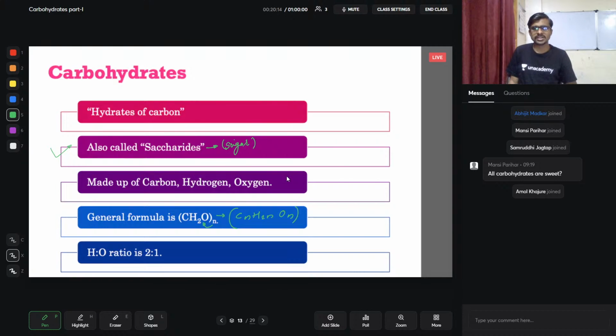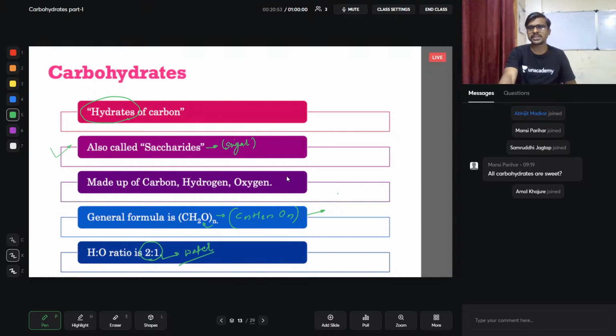So this is the formula for carbohydrate. Anything in the world, any chemical, which is showing CnH2nOn, you can say it is a carbohydrate. But there are exceptions, guys. I'm going to tell you the exceptions. The hydrogen and oxygen ratio is 2:1, so it is very similar to water. It is similar to water because they are the hydrates of carbon. That's why the hydrogen oxygen ratio is very similar to water.